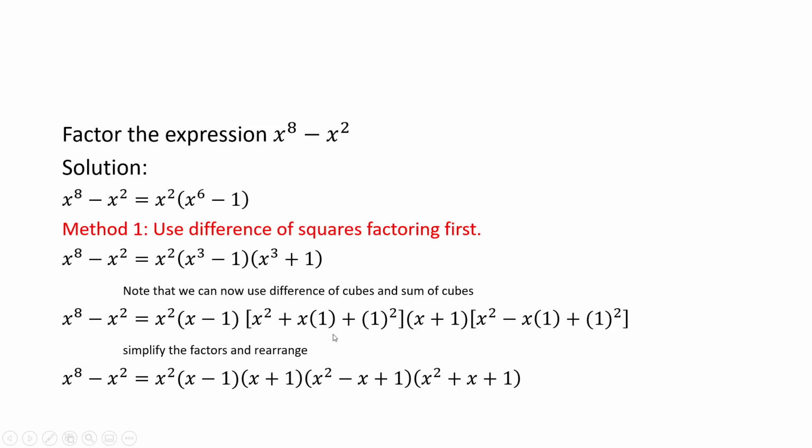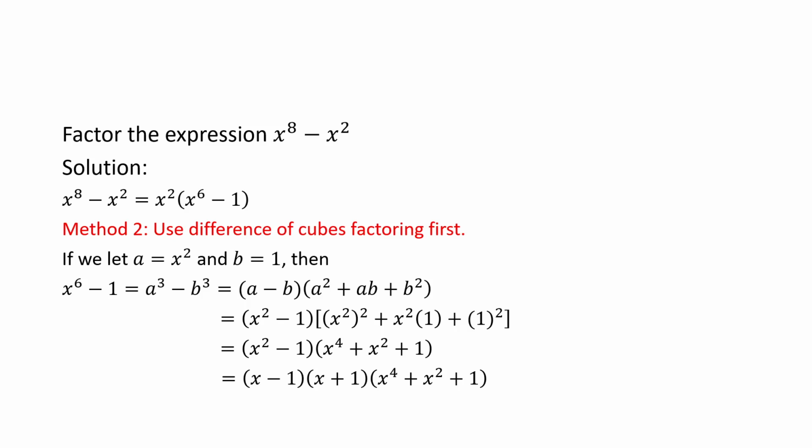Now we have a trinomial and another trinomial in this other bracket. We're going to simplify those trinomials, reorder our factors a bit, and we have a nice final statement of what our factors are. It's x squared times x minus 1 times x plus 1 times x squared minus x plus 1 times x squared plus x plus 1. Relatively straightforward, and we got there by using a difference of squares factoring first and then creating a difference of cubes factoring. Now, what if we'd have gone the other way?